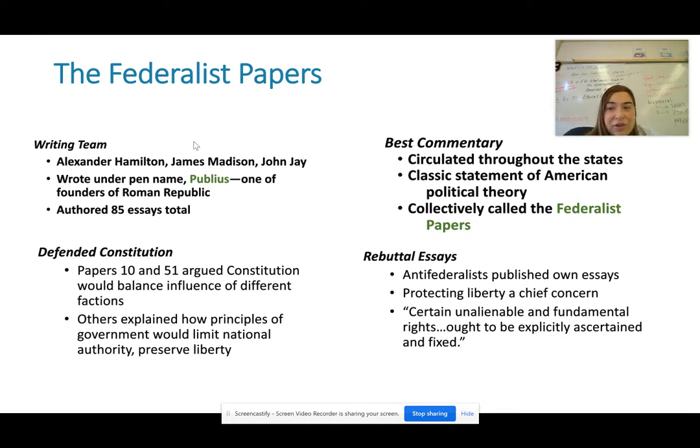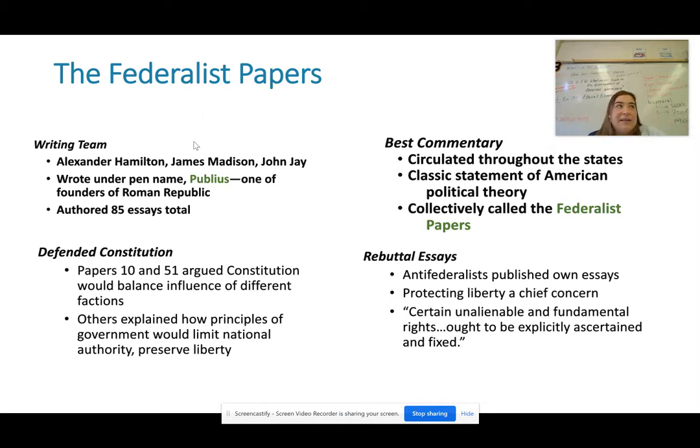And they also said that with all these different factions, it's better because if we're only focusing on state governments and we're not viewing the country as a union or as a whole, there's a good chance that perhaps a state in the North would try to go and fight against a state in the South because of how different their views are. But with this binding document that holds everybody equal under the law, that risk is much lower, according to the Federalists. They said that the principles of government would limit national authority and preserve liberty, meaning that our principles of government, like republicanism, like sovereignty, would keep the national government from overstepping its power and preserve the liberty of the people. So this document circulated throughout the states, and it was a classic statement of American political theory.